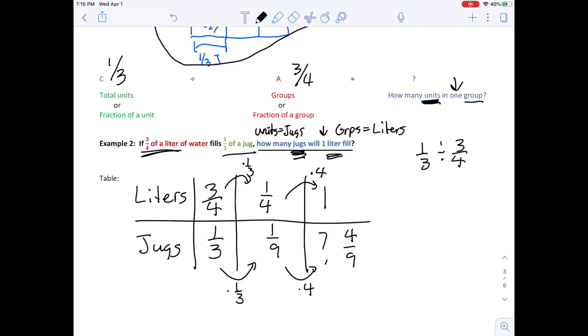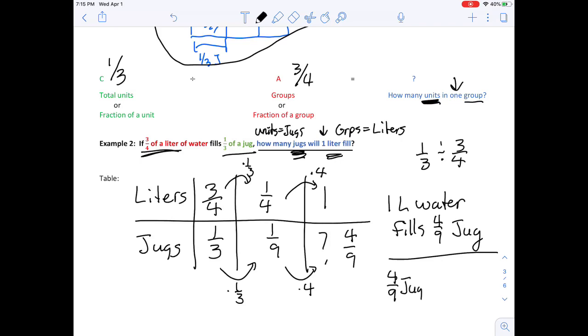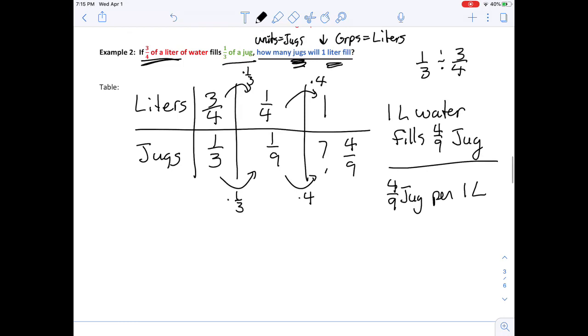So my answer is 1 liter of water fills 4/9 of a jug. I can rewrite this as 4/9 of a jug per 1 liter. Why am I doing this? Because if I can get 1 in the denominator, jugs per liter, that's going to be jugs divided by liters. This division problem, jugs was 1/3, liters was 3/4, is 1/3 divided by 3/4.